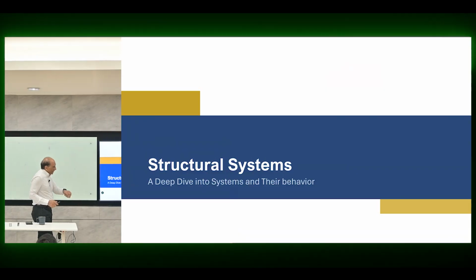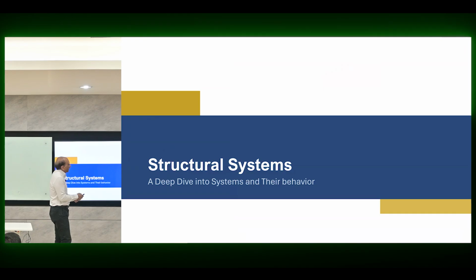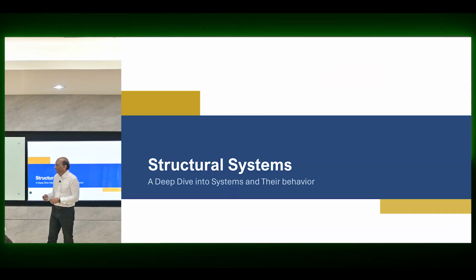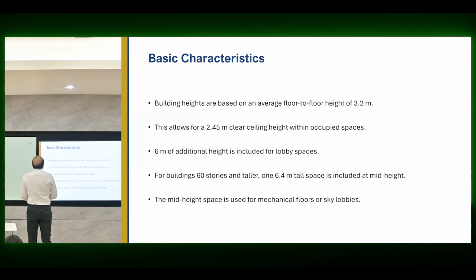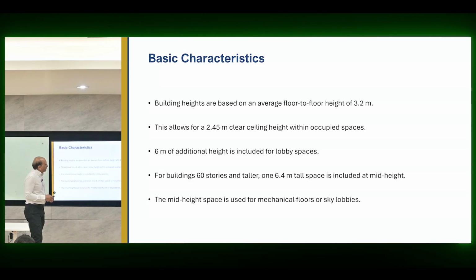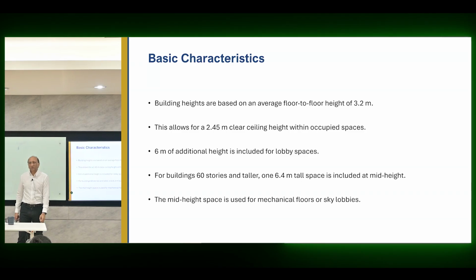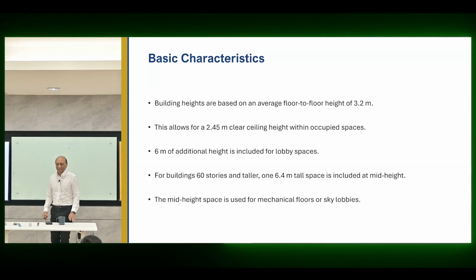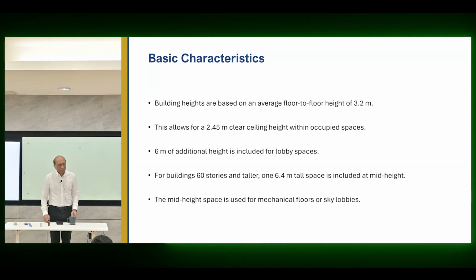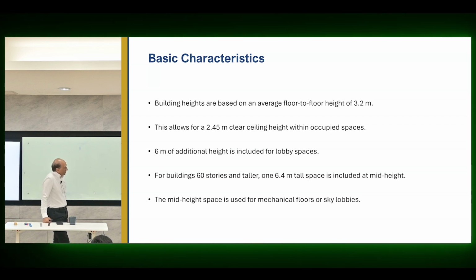Okay, now let's look at some of them one by one, and we'll see how each one of them behaves. So basically, we are looking at buildings with these characteristics. We are looking at buildings with an average floor height of about 3.2 meters, roughly 3 to 3.2 meters, depending upon what you are using for floors.